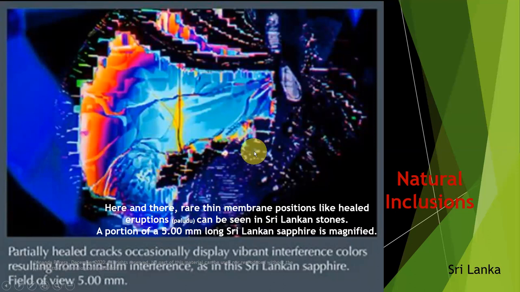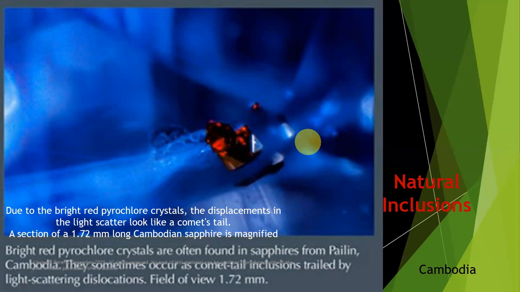It is a 5 millimeter long Sri Lankan sapphire magnified. Sometimes we can see this with the naked eye also. It is natural stone. Here, Cambodia, natural stone. Another something is inside the blue sapphire. Due to the bright red of these pyrochlore crystals, the displacements in the light scatter look like a comet's tail. It looks like a comet's tail. See, it is a Cambodian sapphire, 1.72 millimeter stone enlarged.